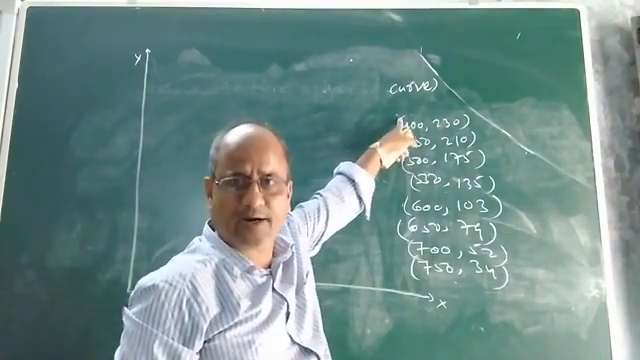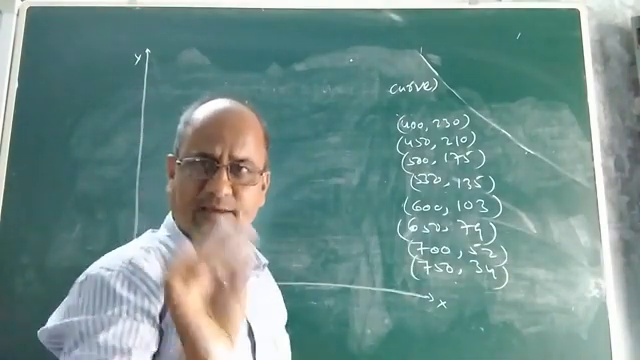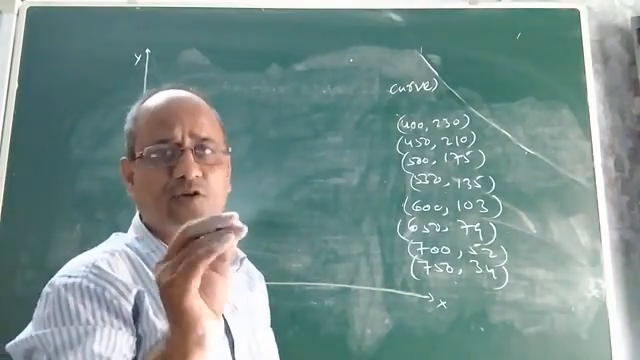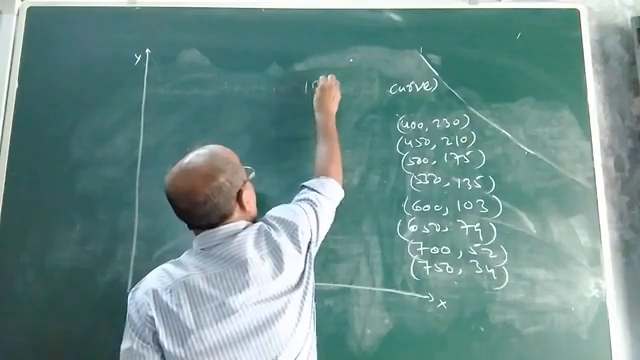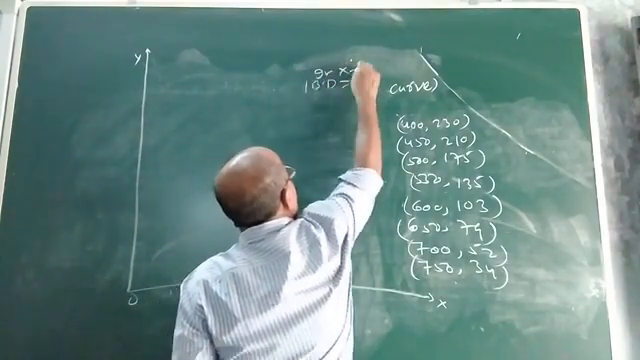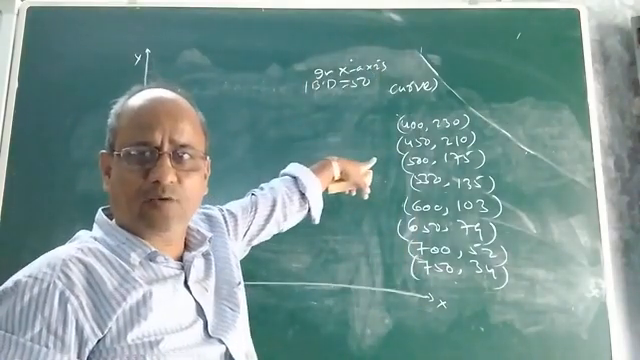It starts from 400. Suppose one big division equal to, you can choose anything you like. Here 400, 450, what is the difference? The difference is 50. So let us take one big division equal to 50. Suppose in x-axis I took one big division equal to 50.